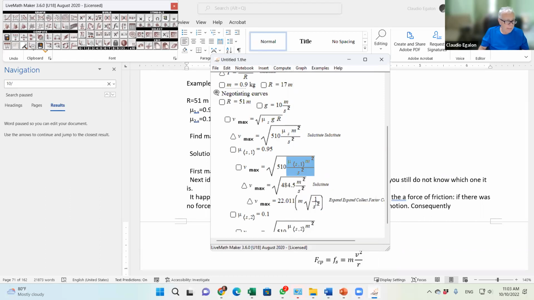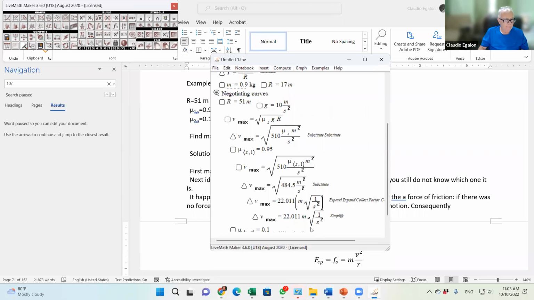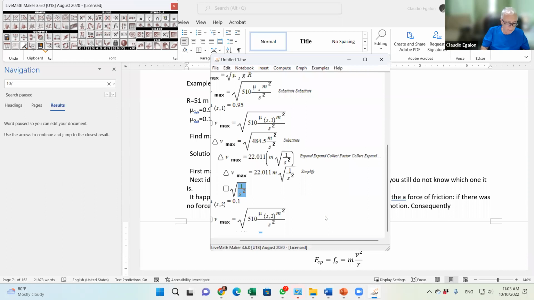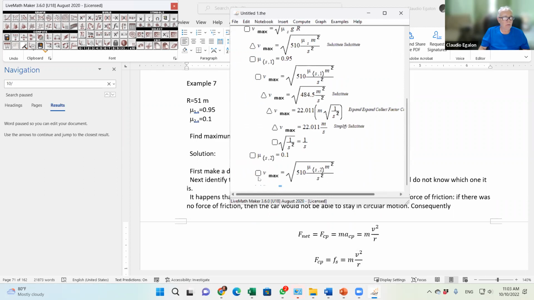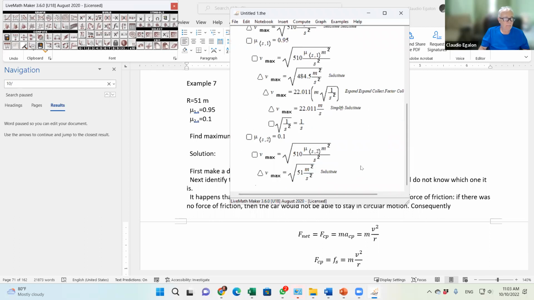Okay, so that's what we get. It's 22.01 meters per second. Yeah, it's supposed to be meters per second, okay? That's for the first situation, dry pavement. Now, what about icy pavement?